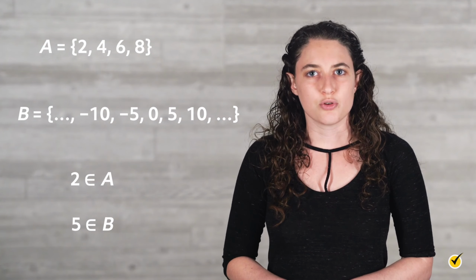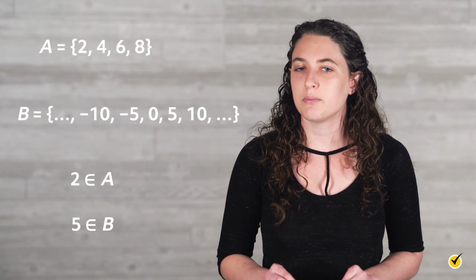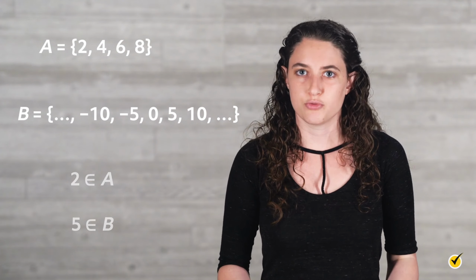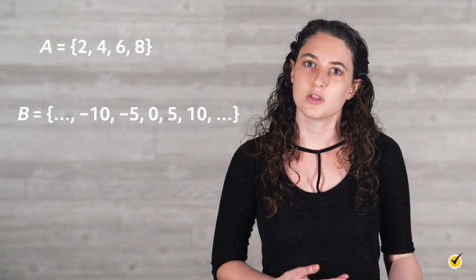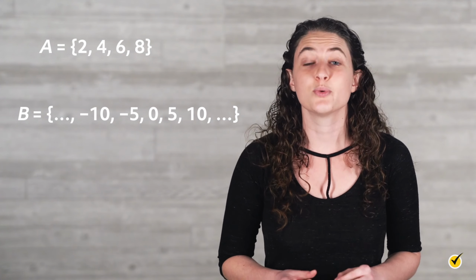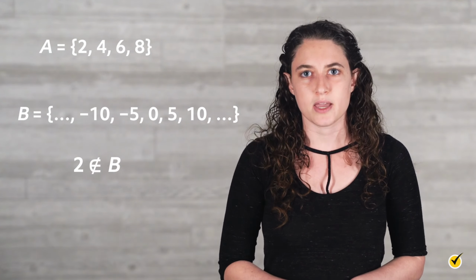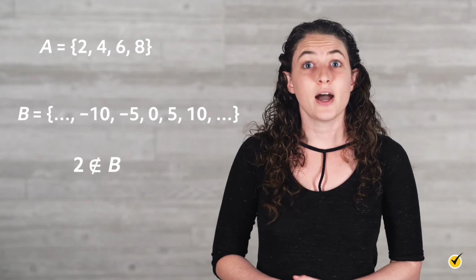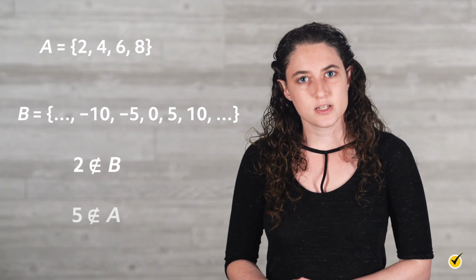Sometimes it is helpful to note that a particular number does not belong to a set. To denote this, we just write the element symbol with a strike through. For example, the number 2 is not in set B, so we would write 2 is not an element of B. Likewise, the number 5 is not in set A, so we can write 5 is not an element of A.